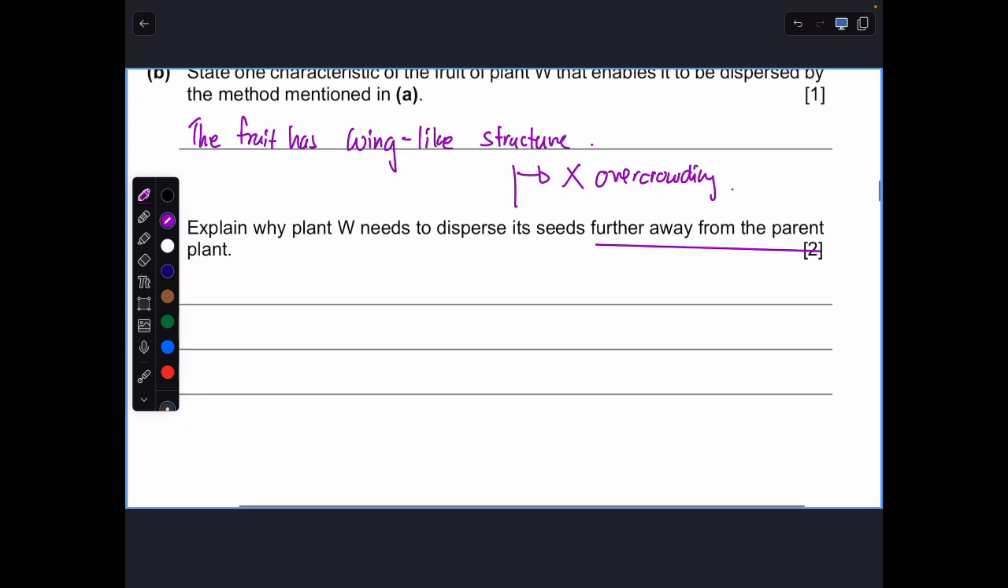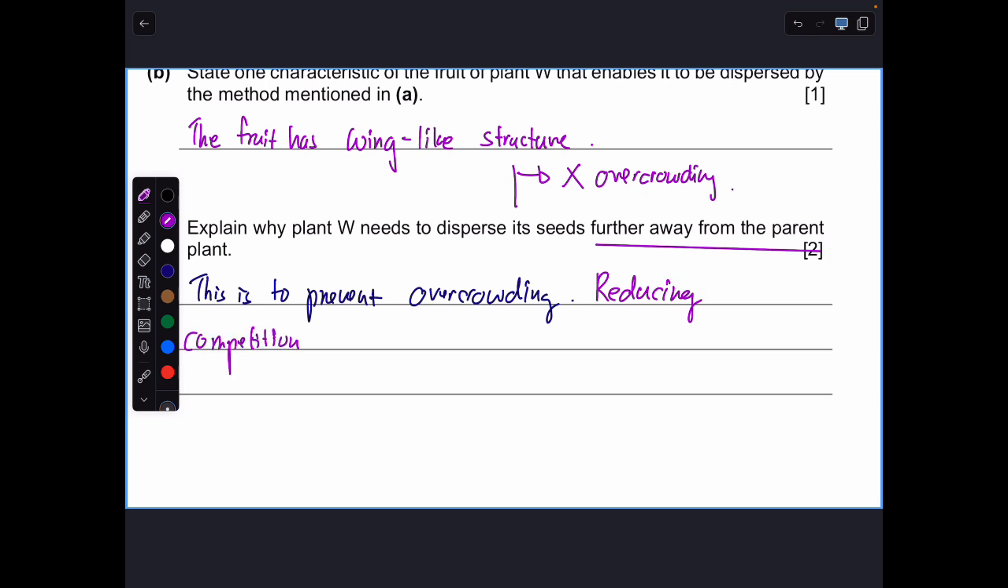So first thing, this is to prevent overcrowding, 1 mark. Second mark, reducing competition with parent plants. You cannot compete alone. I like how you all just go, reduce competition, but I don't know with who. For what? I say must mention 3 items out of the 4 minimally.